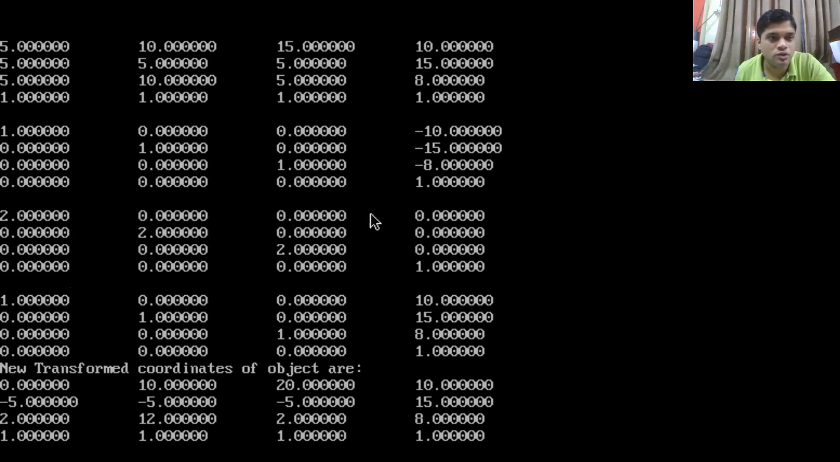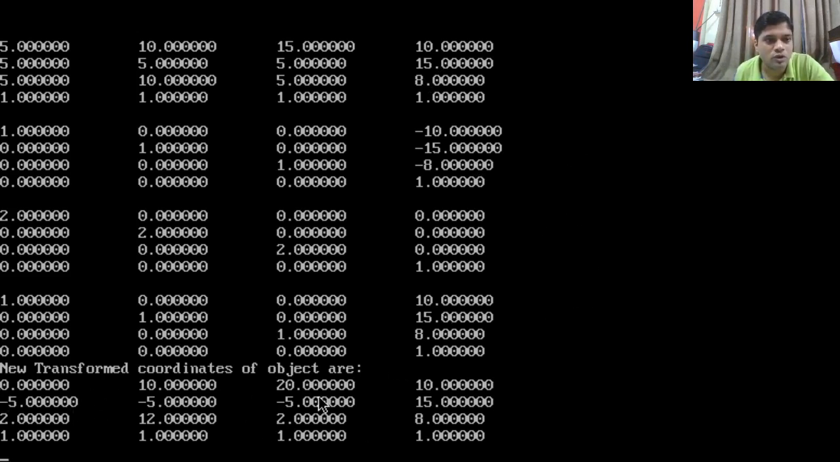So it is 2 0 0 0, 0 2 0 0, 0 0 2 0, 0 0 0 1, and then the forward translation matrix, that is 1 0 0 10, 0 1 0 15, 0 0 1 8 and 0 0 0 1. So when we carry out all these multiplications in sequence, this multiplied by this, multiplied by this, multiplied by this, or this pre-multiplied by this, pre-multiplied by this, pre-multiplied by this, we get this answer.